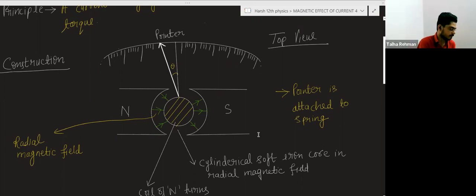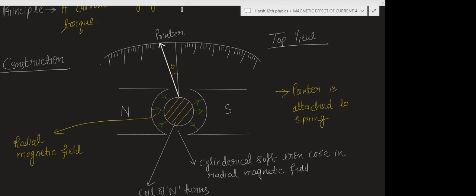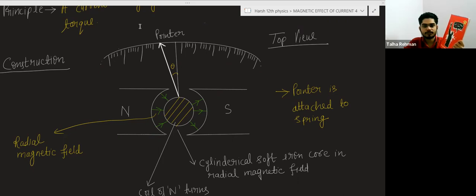Actually, one thing we have missed here. See here, this is your coil, and this is the direction of the magnetic moment. So when this coil rotates, the direction of the magnetic moment will change.